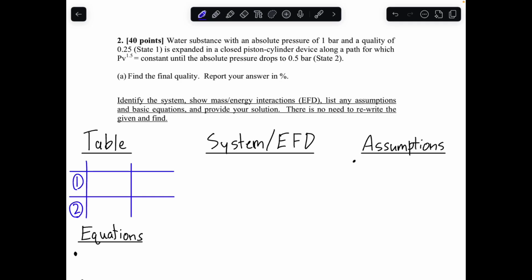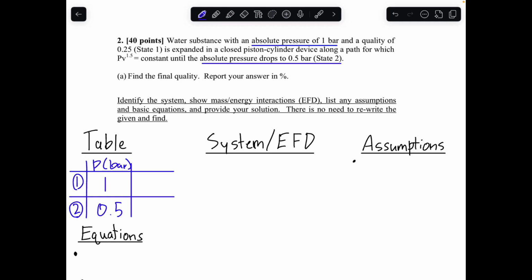So the way that I do this is I look at which properties we are given in the problem statement, and I see it gives us some information about pressure, both at state 1 and at state 2. So I'm going to write a column for pressure here in bar, and we see that we start with a pressure of 1 bar, and then we get to a pressure of 0.5 bar at state 2.